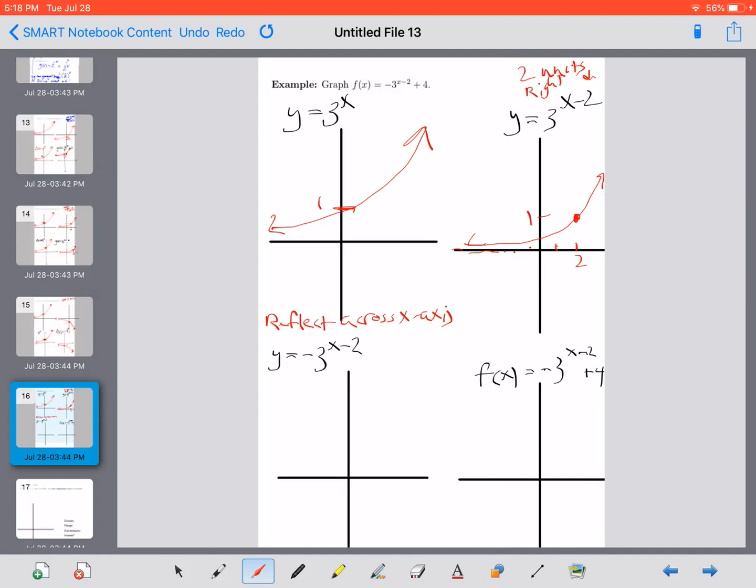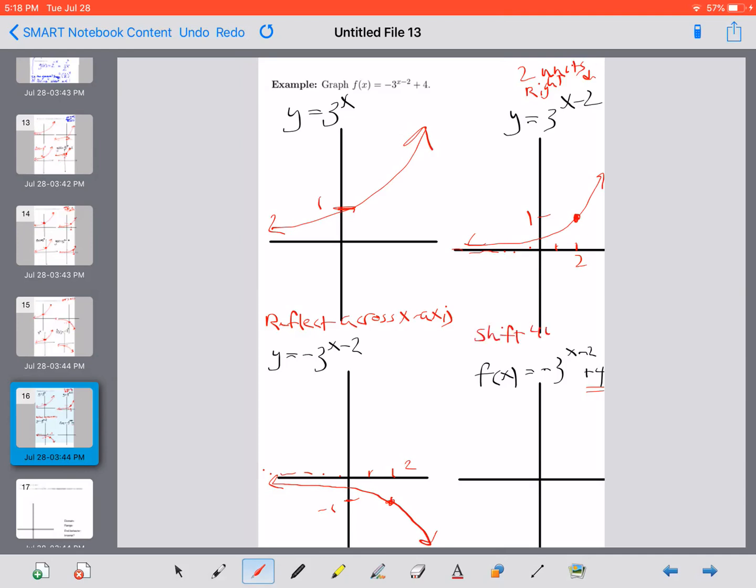So my point at (2, 1) is now going to become a point at (2, -1), because I flipped it over the x-axis. Right? The rest of the graph gets flipped as well. So now you're looking at something that looks sort of like this.